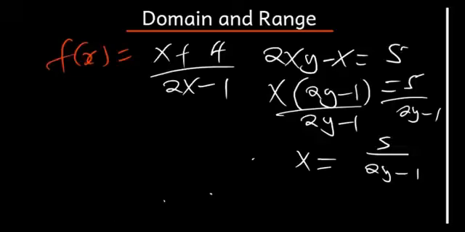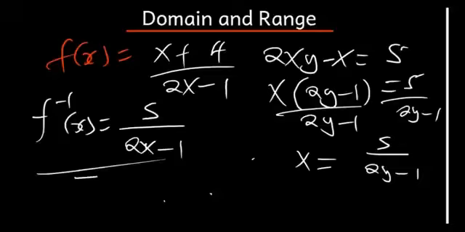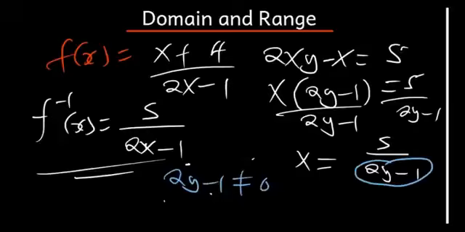So this inverse here, if they ask you to find the inverse, you just say the inverse f inverse of x is going to be 5 divided by 2, where there's y you put x. So this is the inverse. Now you get this because we're trying to find the values of y. So you get this, set it not equal to 0. So it's going to be 2y minus 1 not equal to 0. Solve for y.